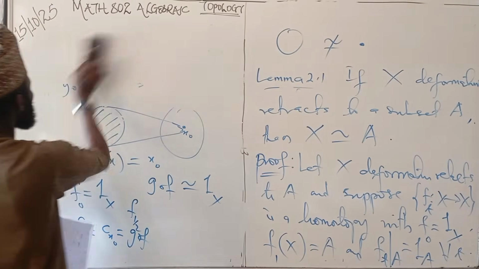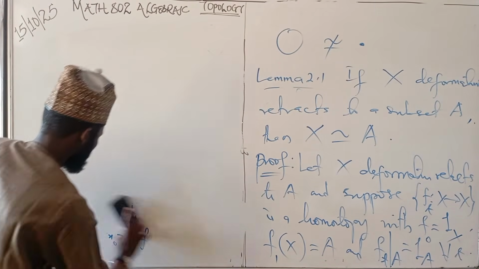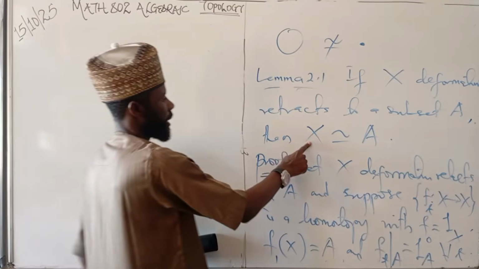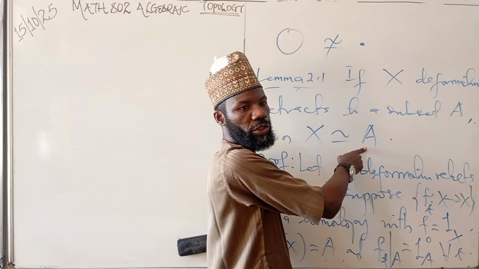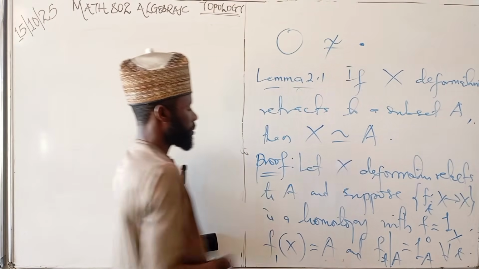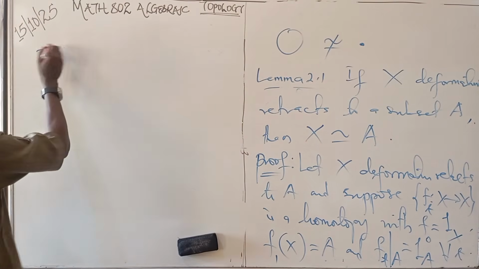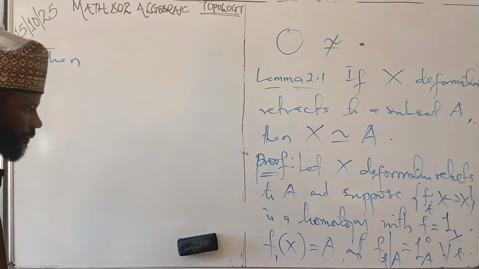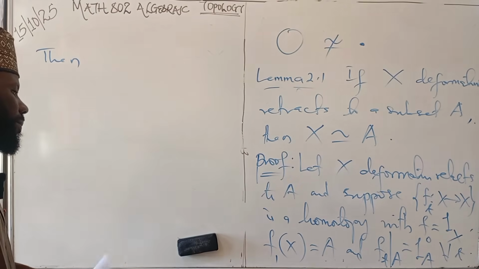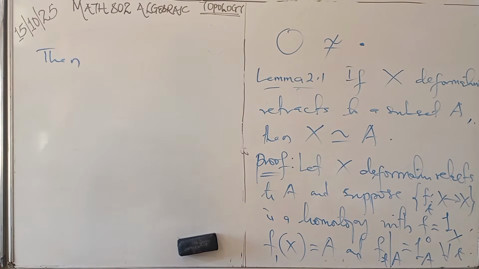So if this is the case, then we want to show that X is homotopy equivalent to A. These two spaces are homotopy equivalent. Then what do we do? We do the composite.